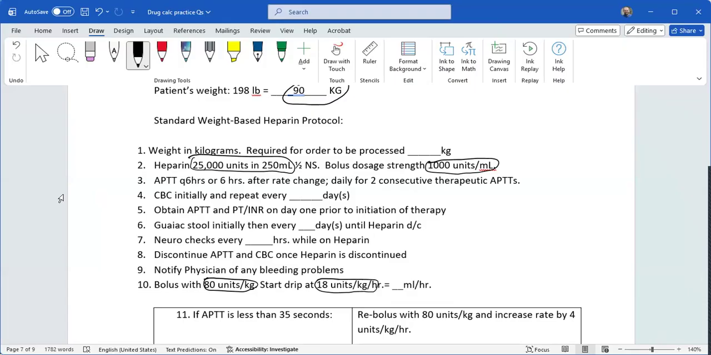That's the given protocol. So if you did a Google search for standard weight-based heparin protocol, this is what shows up. Okay. All right. Thank you. You're welcome.